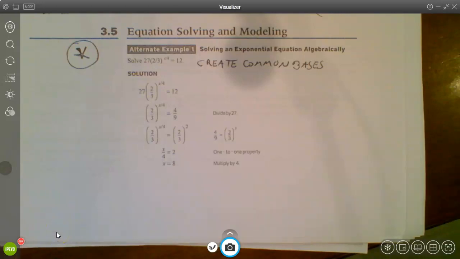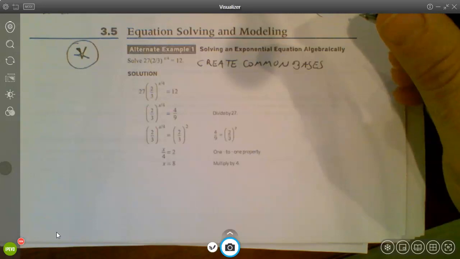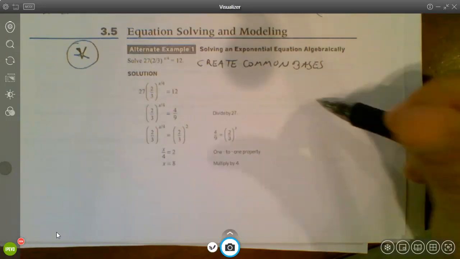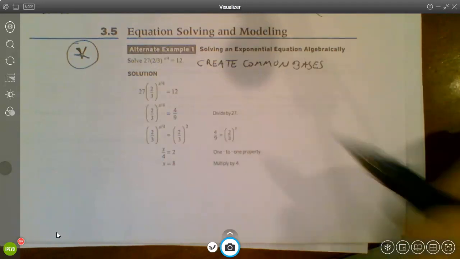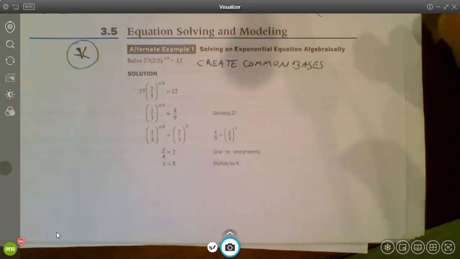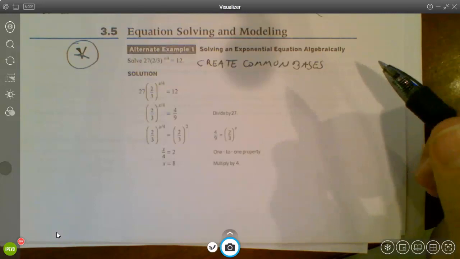Okay, 2 sections left to go. So looking at 3.5 today, we are now into solving log equations. The first type we're going to be looking at is solving equations by creating common bases. This, of course, is only going to be doable in certain cases when you can create common bases, but it's kind of like one of the first things that we look for.